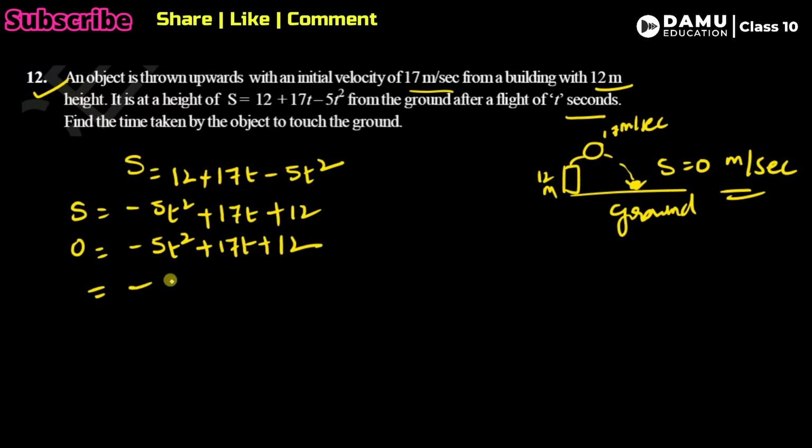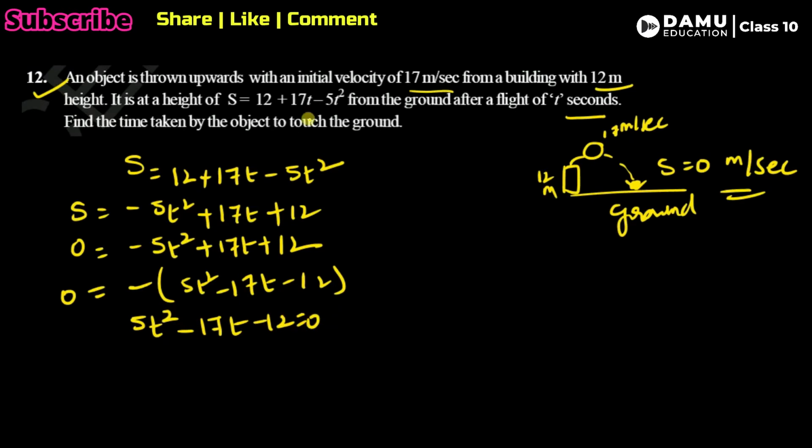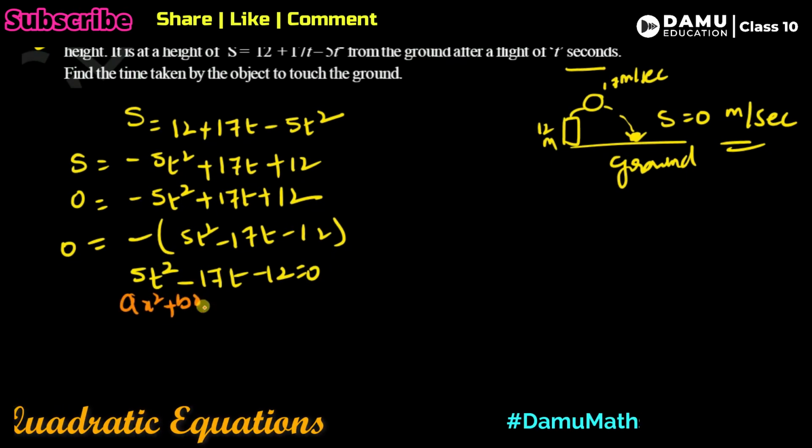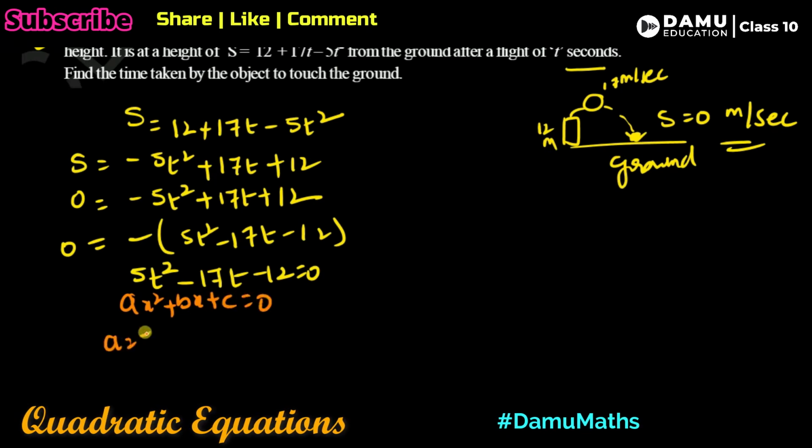Let's take minus as a common, then 5t square minus 17t minus 12. So if it is multiplied with the minus, it will become plus. So that is the value. Let's take it here. So it will come 5t square, shift to the left side, it will become 0, so minus 17t minus 12 will be equal to 0. So now it is in the format of ax square plus bx plus c. So a will be equal to 5, then b will be equal to minus 17, then c will be equal to minus 12. So these are the values.